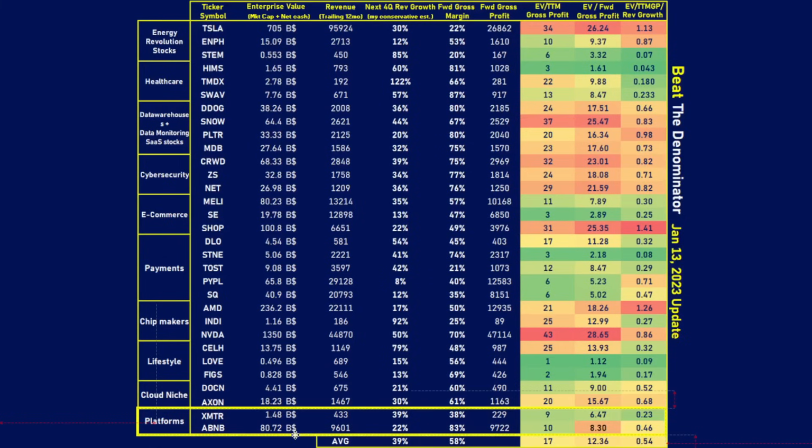The last two stocks that I own are Xometry and Airbnb. They're platforms. I've been caught saying before that platforms are one of my favorite type of business models for many reasons. One of them is you don't actually produce the product. You just facilitate the transaction. So in this way, it's very similar to payments companies who don't produce anything. They just facilitate transactions. For platforms, it's the same way.